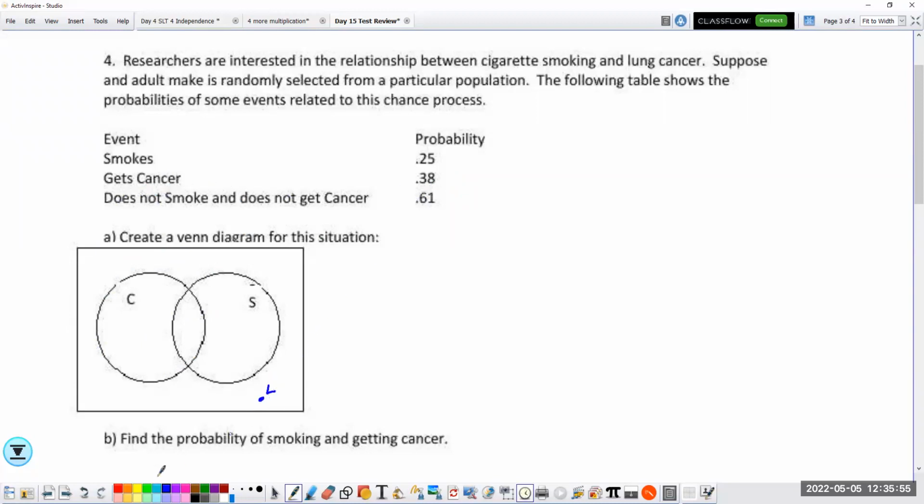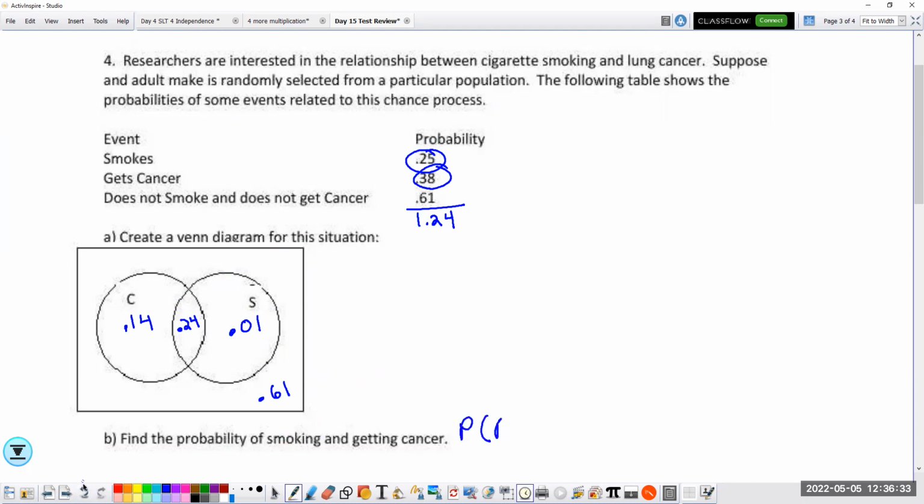Okay, so that's definitely this outside region here, 61. And I know this all has to add up to 1. So I'm going to really quick add these up, and I realize I get 1.24. That means that there must be a 24% overlap. Probability is 24% that you smoke and get cancer, which means the probability of smoking and not getting cancer is only 1%. The probability of getting cancer if you are not a smoker becomes 14% by subtracting 0.24 from these 2 values.